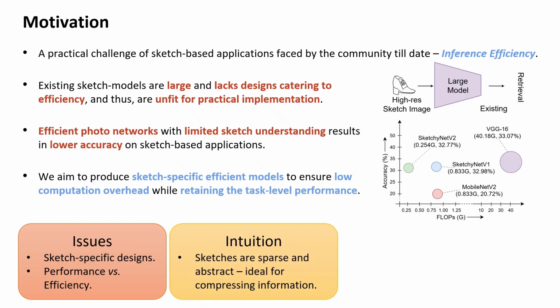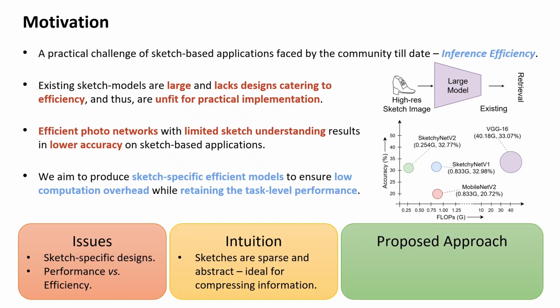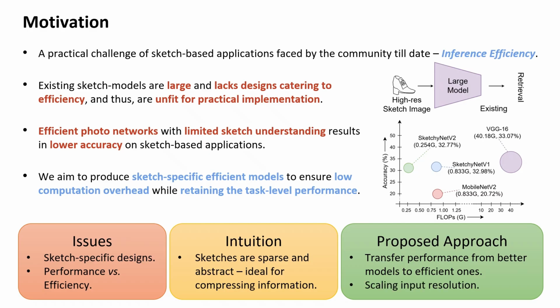We understand that sketches are sparse and abstract, yet highly expressive. The high expressiveness on one hand controls the information content, while the abstract and sparse nature of sketches provides an avenue for compressing the information. Based on this understanding, we propose a two-way approach. Firstly, we aim to transfer the task-level performance from better models to efficient ones. Secondly, our approach targets the resolution of sketch images due to the unique sparse nature of sketches.